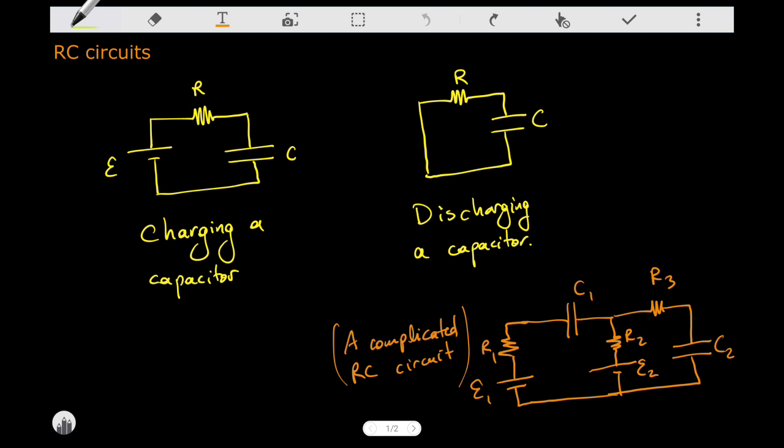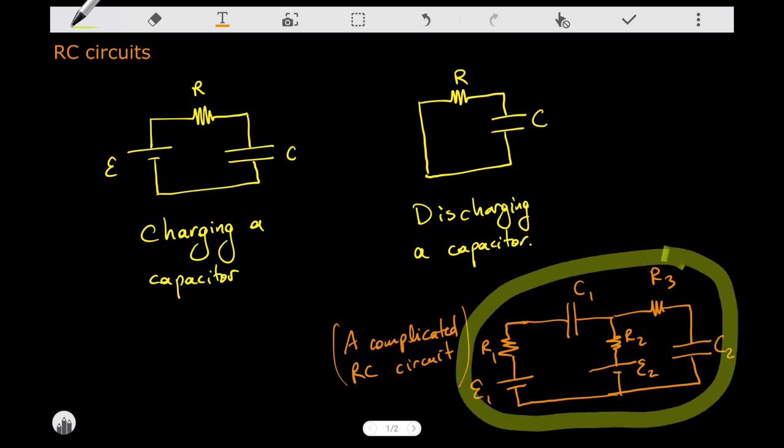So the RC circuits might be as simple as these two, when you're charging a capacitor, where you have just a single loop, or discharging, right? There's a single loop in here. So it is easier to write down the circuit equations for these two cases. But in principle, we might have a very complicated RC circuit as well.